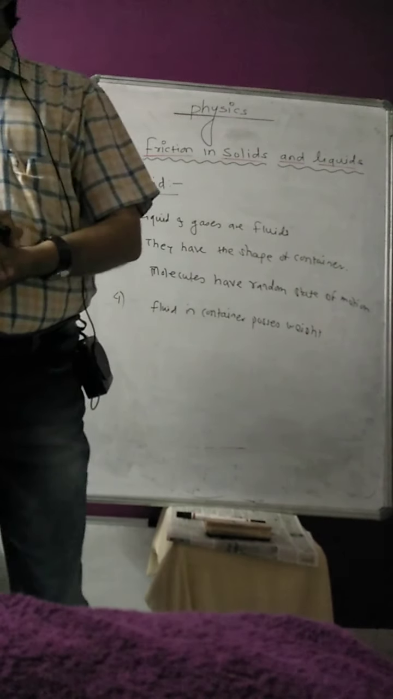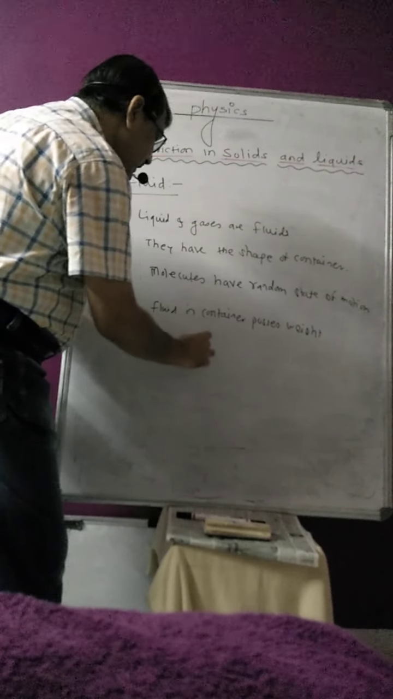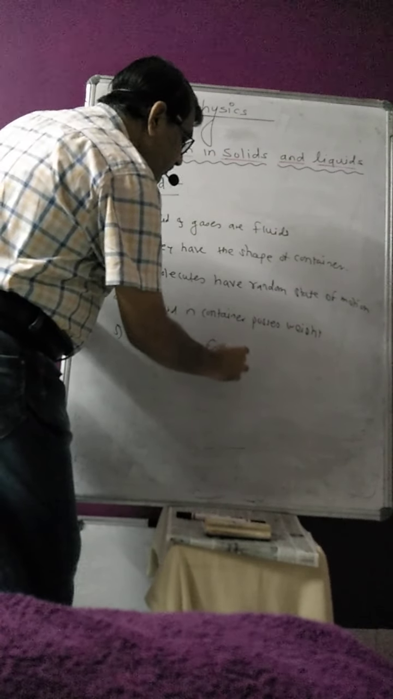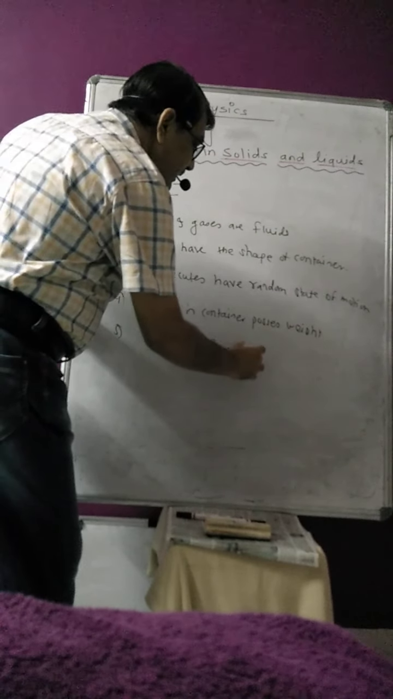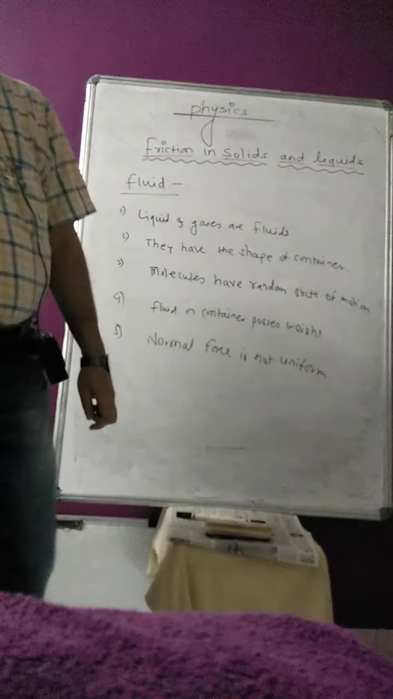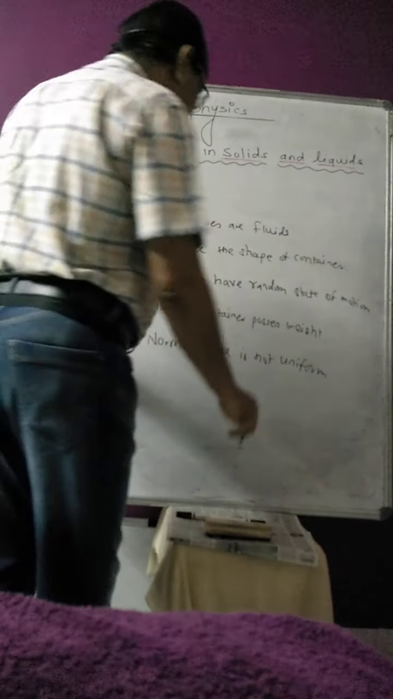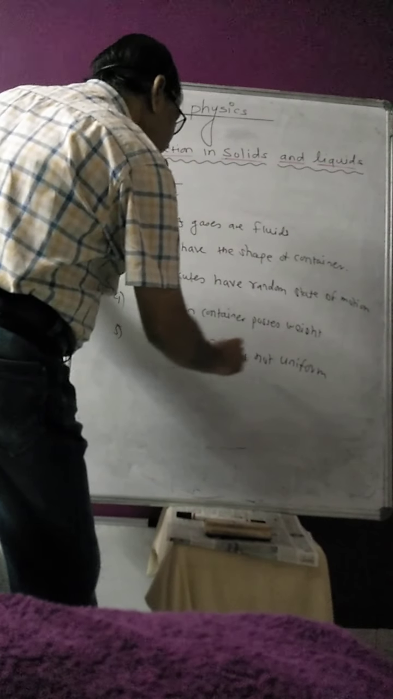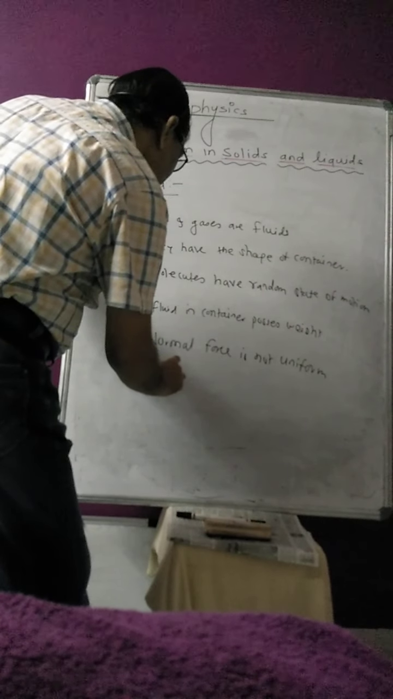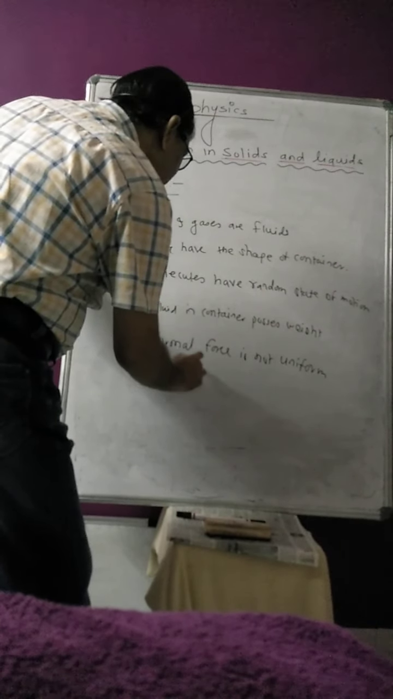These are the characteristics of a fluid. The next property is that the normal force may not be uniform. The normal force is not uniform over a given area.